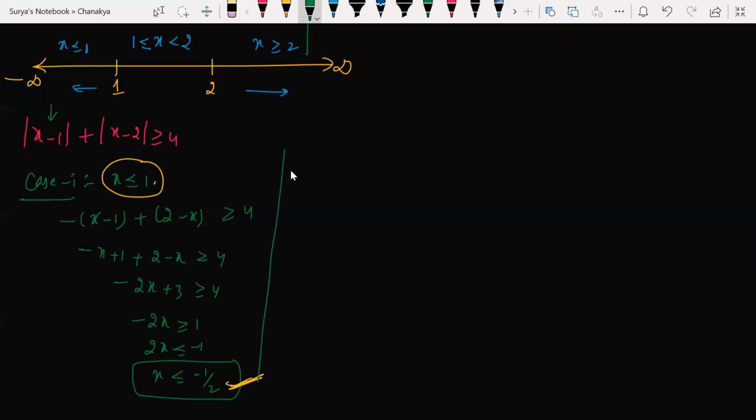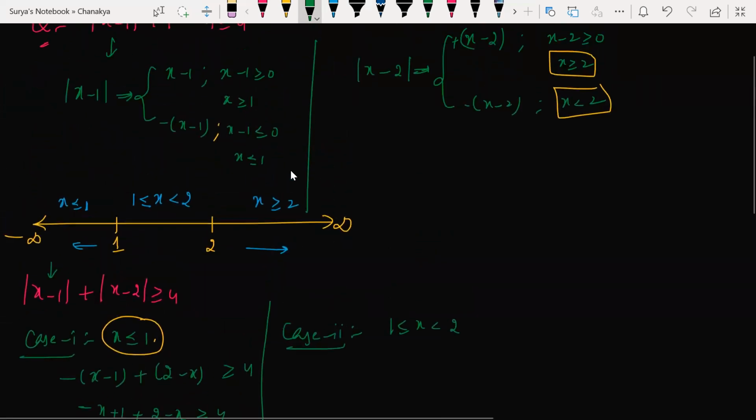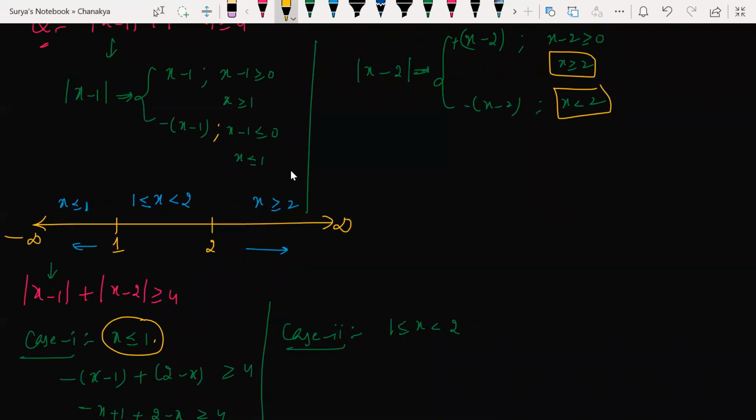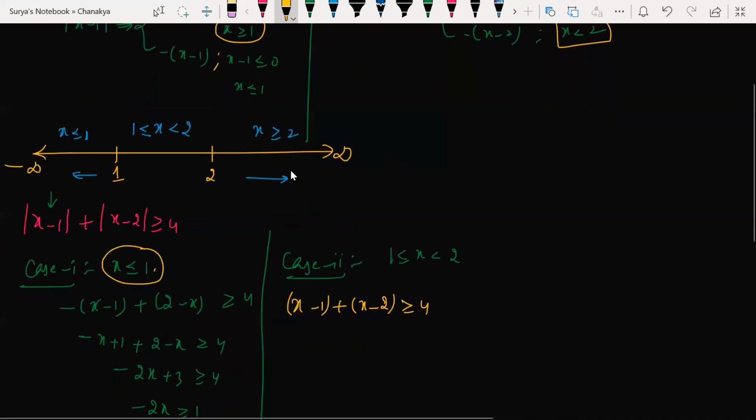This is my case 1. What is case 2? Case 2 is 1 less than or equal to x less than 2. x has to be greater than 1 and less than 2. And x greater than 1 means x minus 1 here, plus x minus 2 greater than or equal to 4. Any doubts?